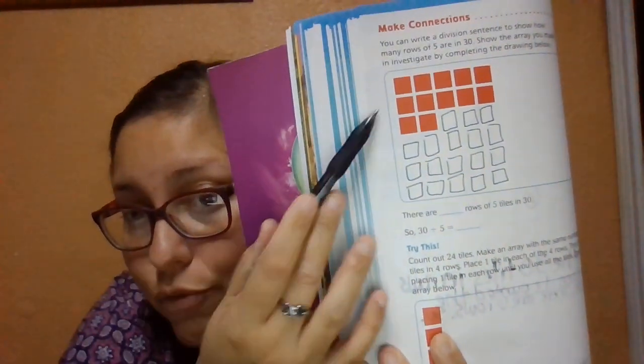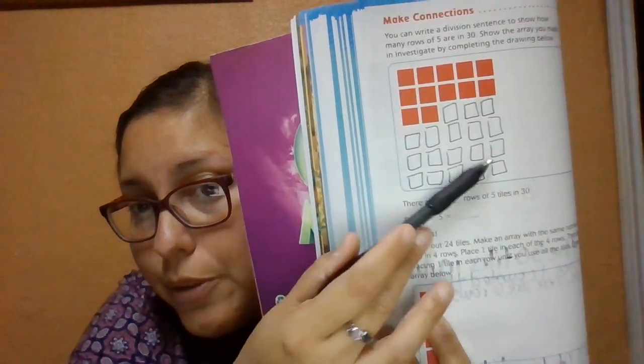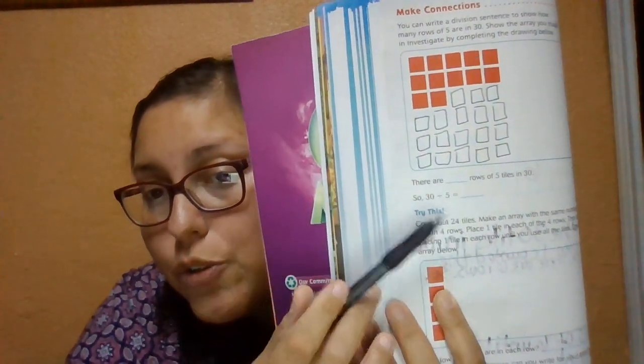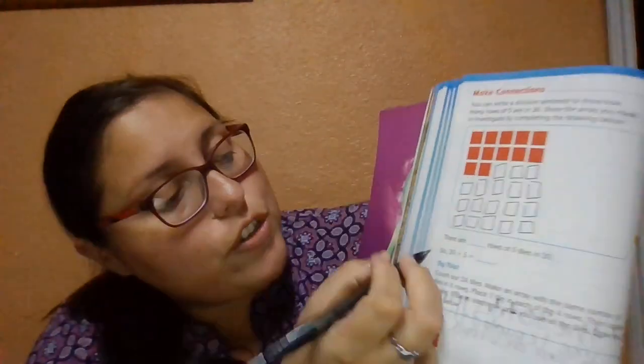So on paper, you can go ahead and practice, and then when you have your activity, you can draw them with your Shobi app. You can draw your tiles. So now I have all completed. See? I have 1, 2, 3, 4, 5, 6 rows, and each row has 5 tiles. So right here it says there are blank rows of 5 tiles. There are how many? 6. So right here write 6.